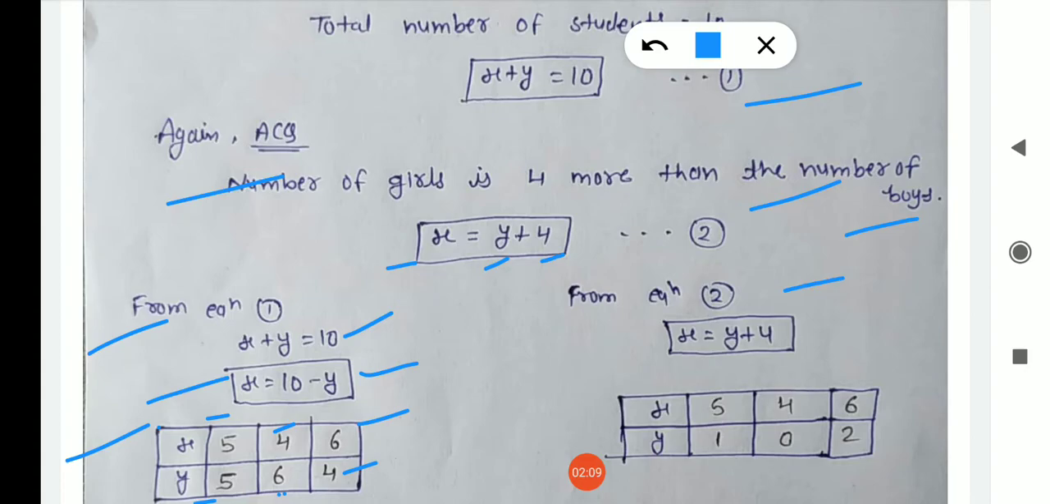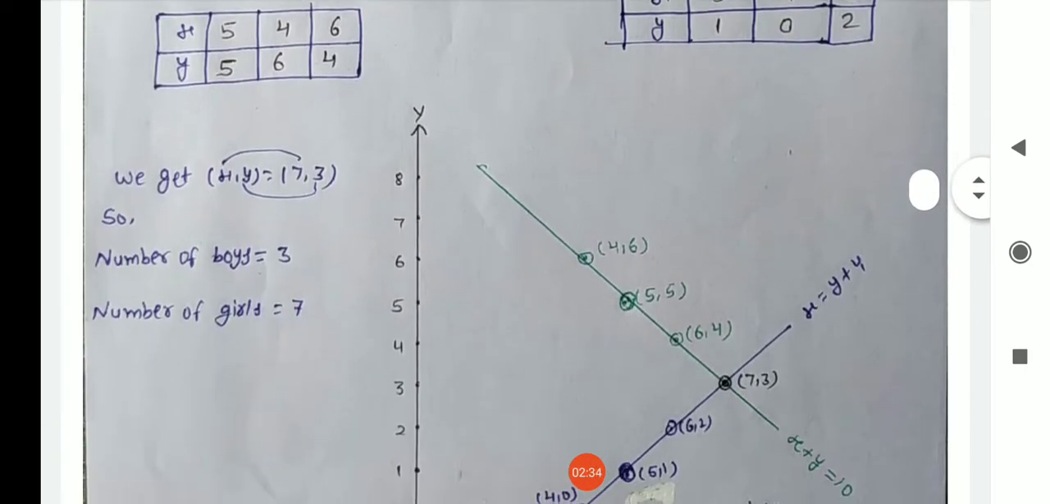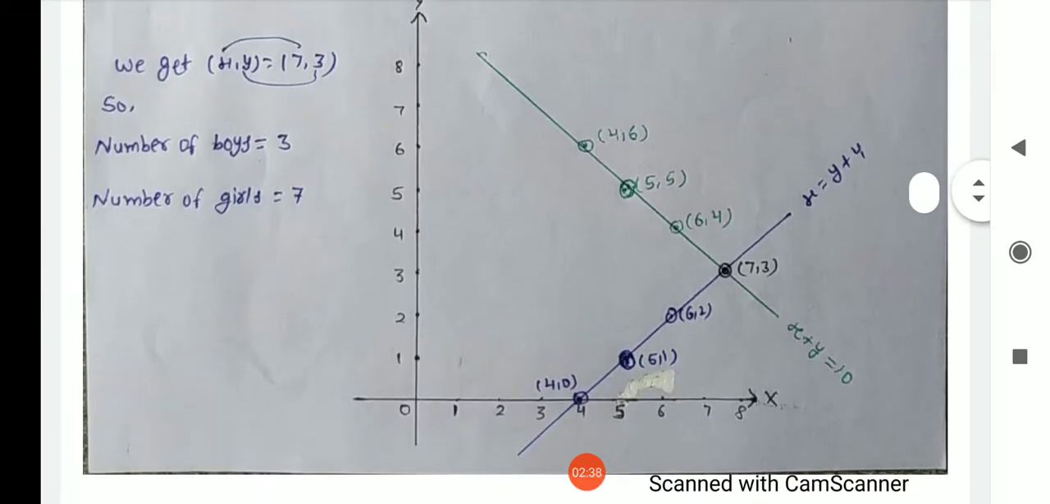Similarly from the second equation, x equals y plus 4, we put y equal 1, so 1 plus 4, we get 5. Again we put y equal 0, so 0 plus 4 is 4, so x equal 4. Now we put y equal 2, so 2 plus 4 is 6. These two tables are used for making the graph for the graphical method. Okay, now we draw this graph with the help of these two tables.